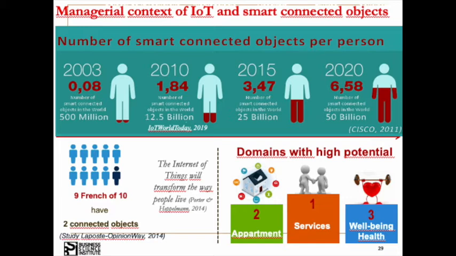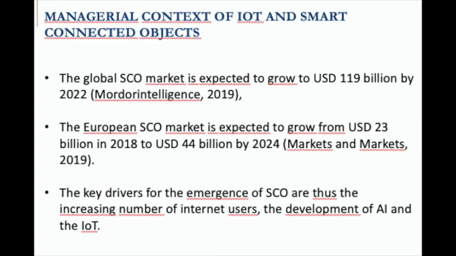In France, 9 out of 10 French people have 2 smart connected objects. And Heppelmann and Porter say that the Internet of Things will transform the way people live, mainly in the sectors with high potential such as services, well-being and smart homes. Furthermore, the global smart connected market is expected to grow to almost $120 billion by 2022.